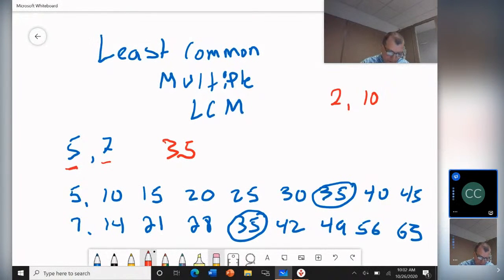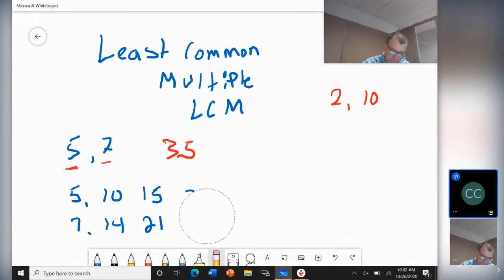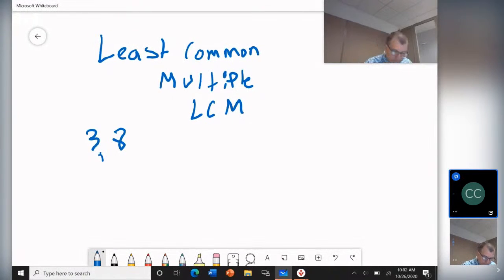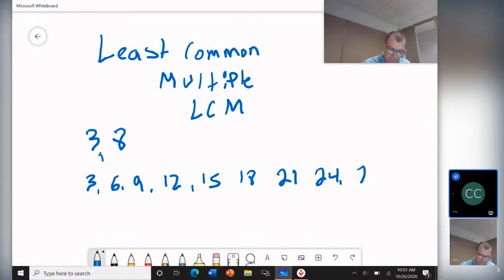Okay, so let's do another one. We're going to use 3 and 8. Does 3 go into 8? It doesn't. So we're going to do the exact same thing. So we're going to do 3, 6, 9, 12, 15, 18, 21, 24, 27, 30. Okay? That's for the 3. You can keep going. I'm just stopping at 30.